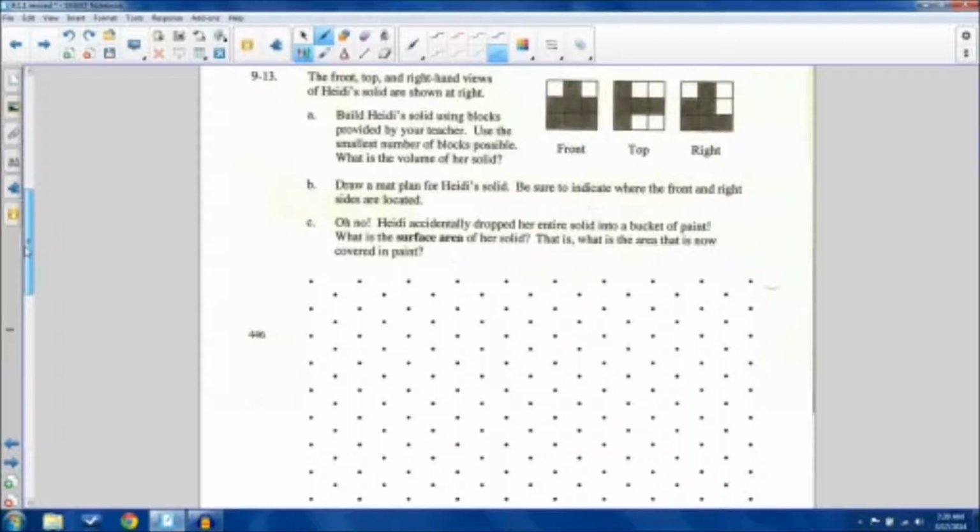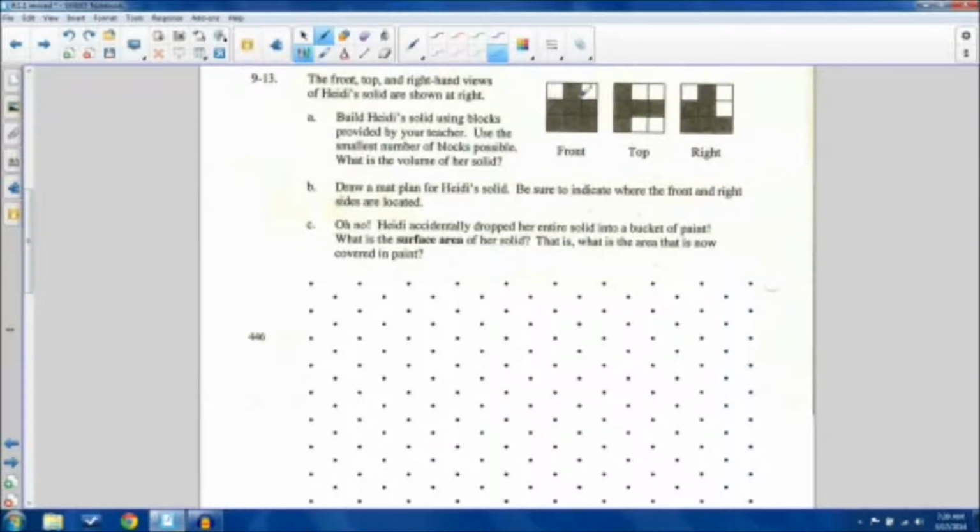Oh, actually, this problem's going to be a little difficult. Okay, so we're going to do a drawing based on this. Let's see if we can make more sense of it as we try it. Here's the front and right. That's why we need to use building blocks, so we're going to practice with those in class.